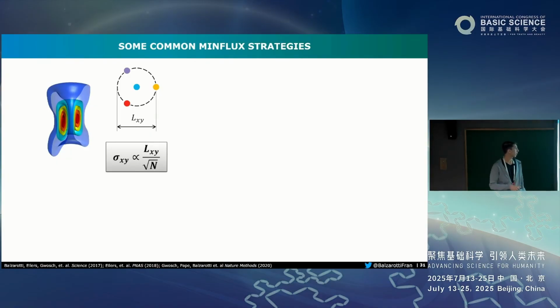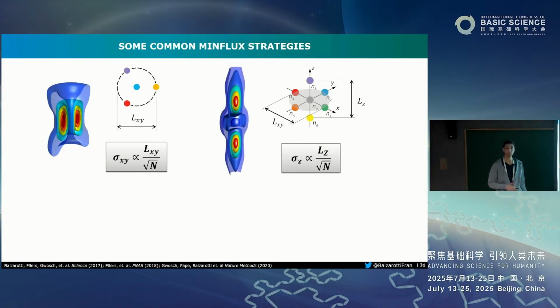What I show right now is that you can expand this to 3D if you have a beam that has a 0 across the axial direction. And a result of this is that the axial precision and the lateral precision become decoupled from each other, and you can tune them independently.